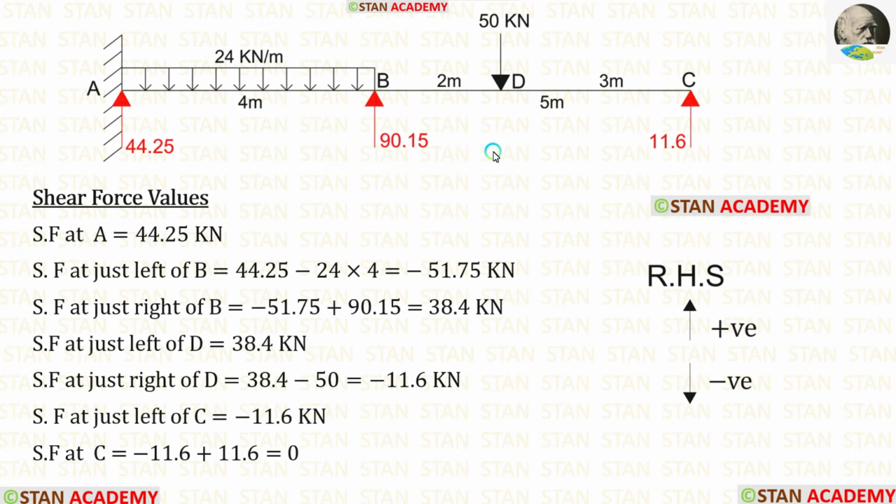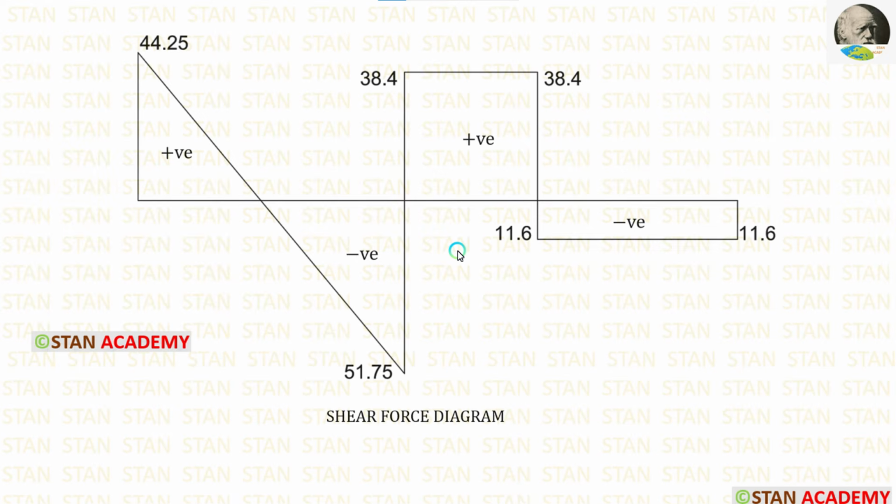Now we are going to draw the shear force diagram. Before drawing the diagram, let us calculate the shear force values. I am going to calculate from the point A and towards the point C. In this case, I am moving towards right hand side. Upwards will be positive and downwards will be negative. You can see the calculations. Using the values, we can make the shear force diagram.